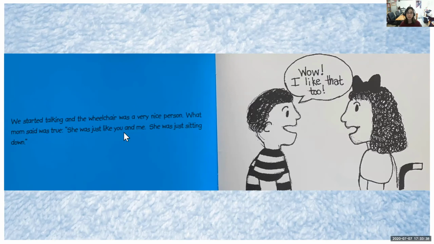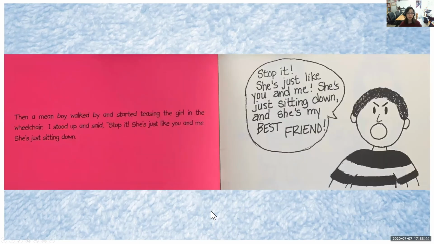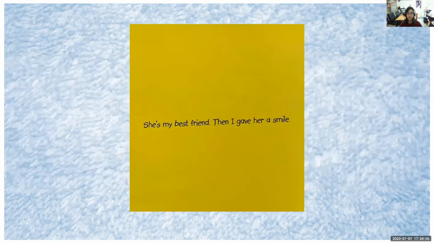And then in this illustration it says, "Wow, I like that too." Then a mean boy walked by and started teasing the girl in the wheelchair. I stood up and said, "Stop it. She's just like you and me. She's just sitting down." And that's what this illustration says as well. "Stop it. She's just like you and me. She's just sitting down. And she's my best friend." Then I gave her a smile.